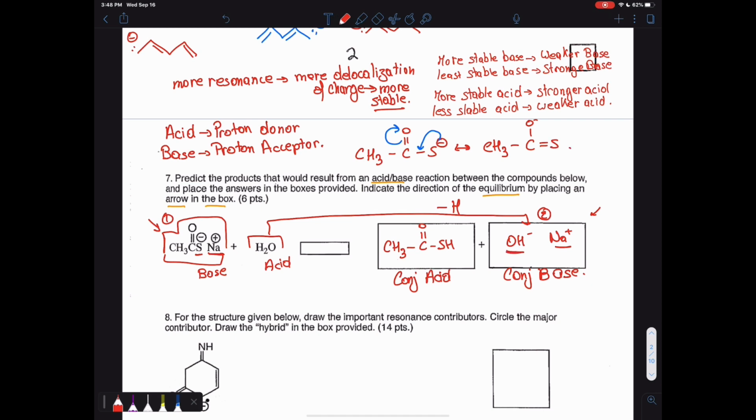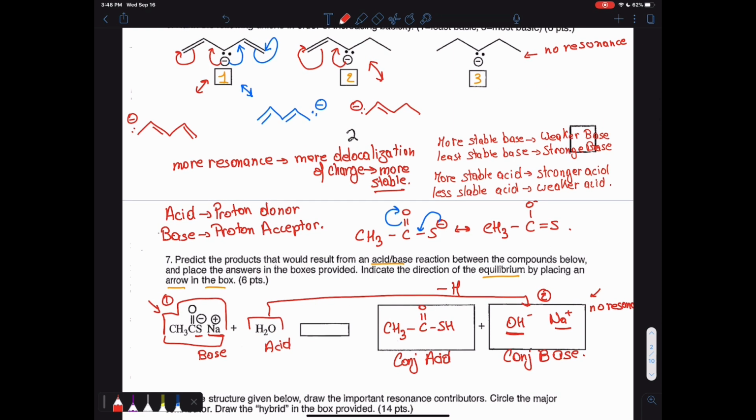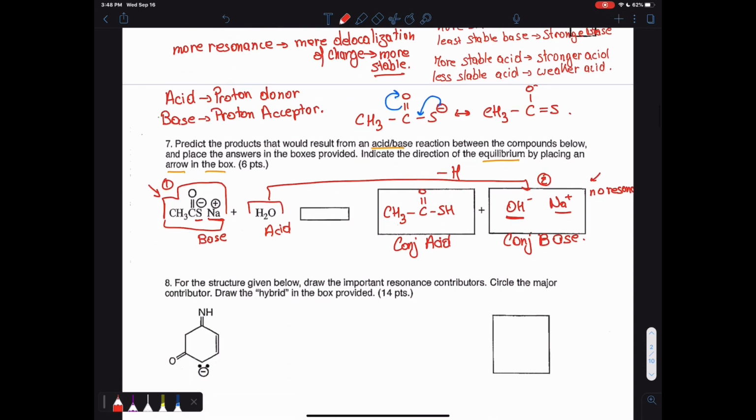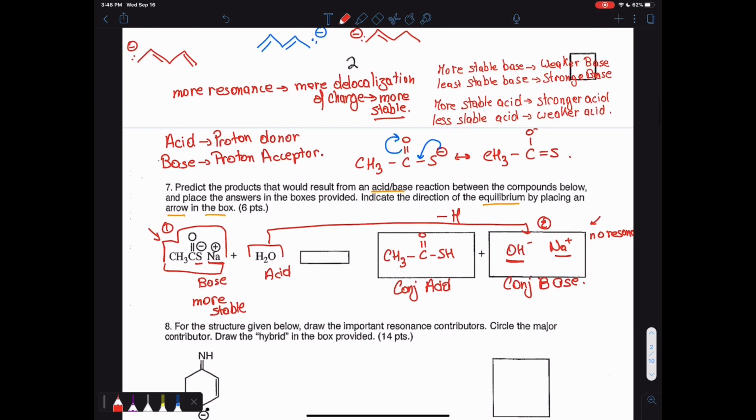Compared to the OH minus, anion number 2, there is no resonance here. And remember what I mentioned before about resonance: the more resonance I have, the more delocalization of charge I have, and the more delocalization of the charge I have, the more stable the compound is. So I know that this base is the more stable. Also, remember what I said about bases: if the base is more stable, this is the weaker base, and this is the weaker acid. This will make the other the stronger base and the stronger acid.